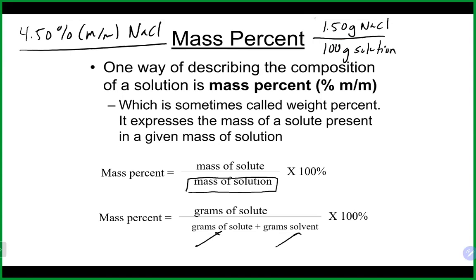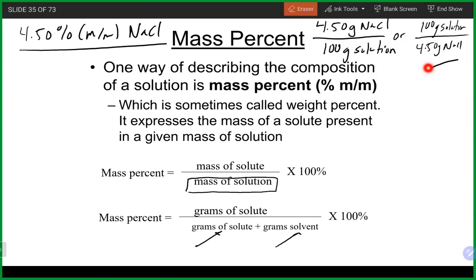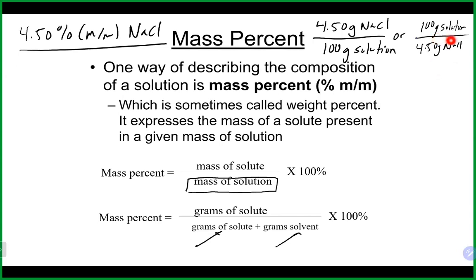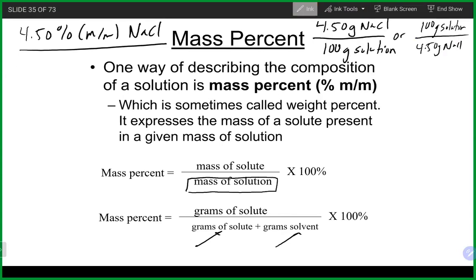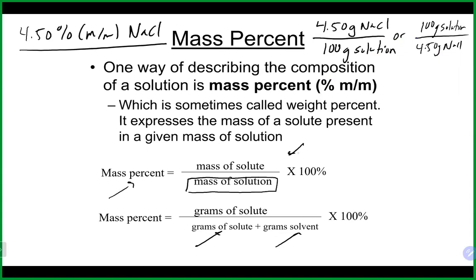Now, because it is a conversion factor, you could use it like that, or you could flip it around and use it the other way, where we have 100 grams of solution on top and 4.5 grams of sodium chloride on the bottom. That's a very common way to convert out of a percentage. You could do the problem using dimensional analysis, or you could just plug and chug into this equation and solve it as well. They both should come out the same. Any questions on that? All right, let's take a look at one here.